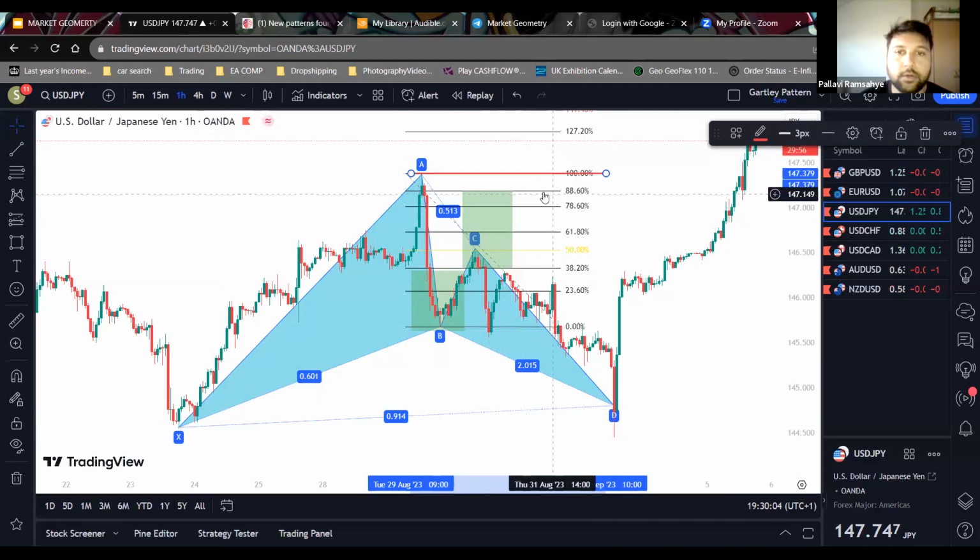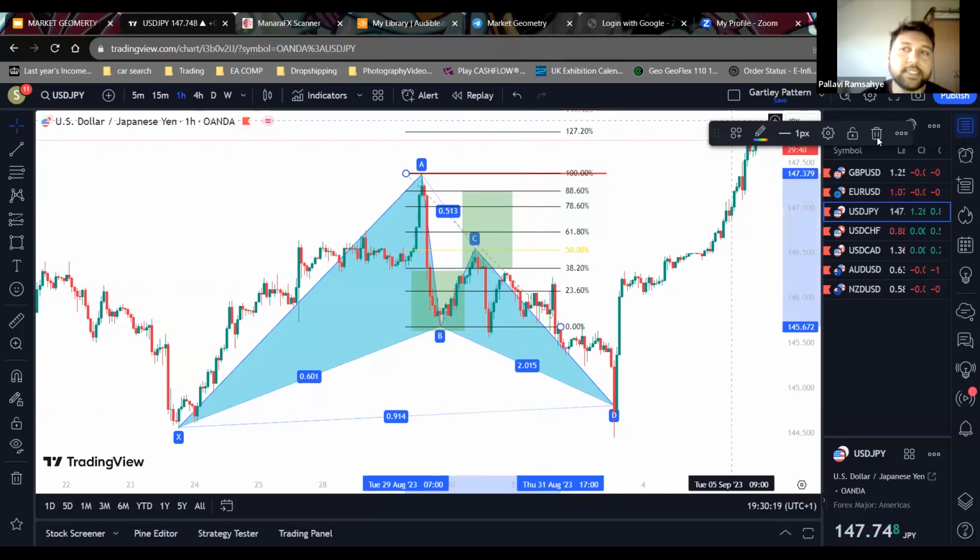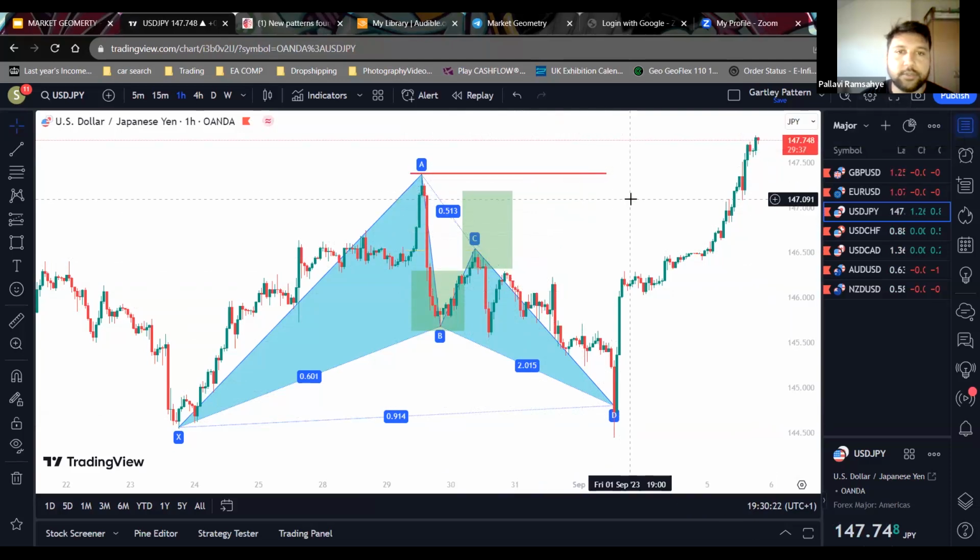Perfect. So now point C has already been formed. We're looking for point D to be formed. However, we need to replace the Fibonacci retracement tool. So can anybody tell me which type of Fibonacci placement we are making?